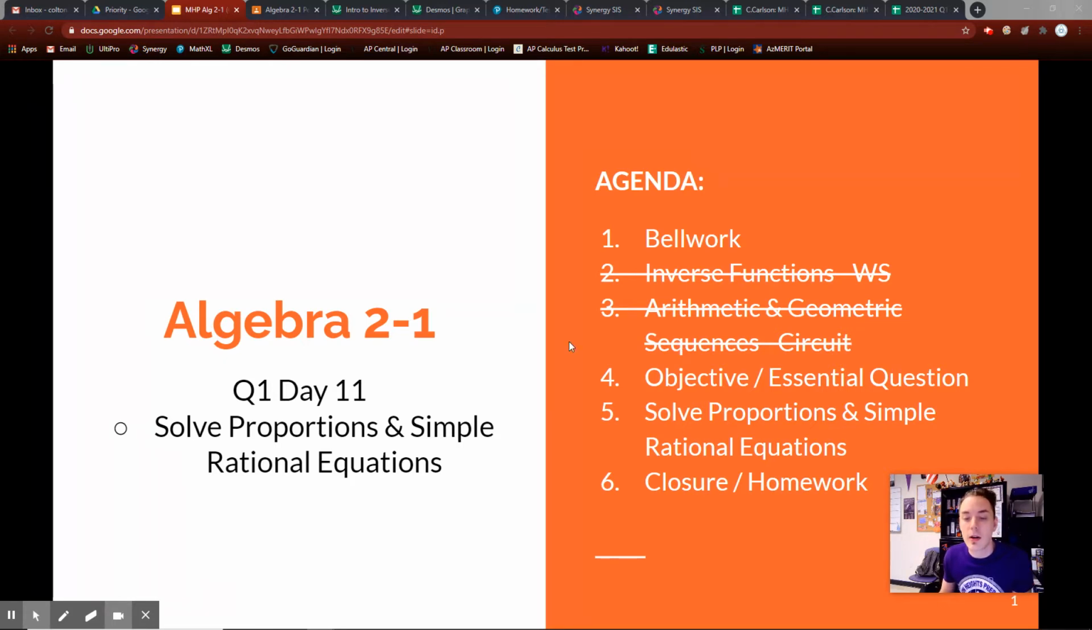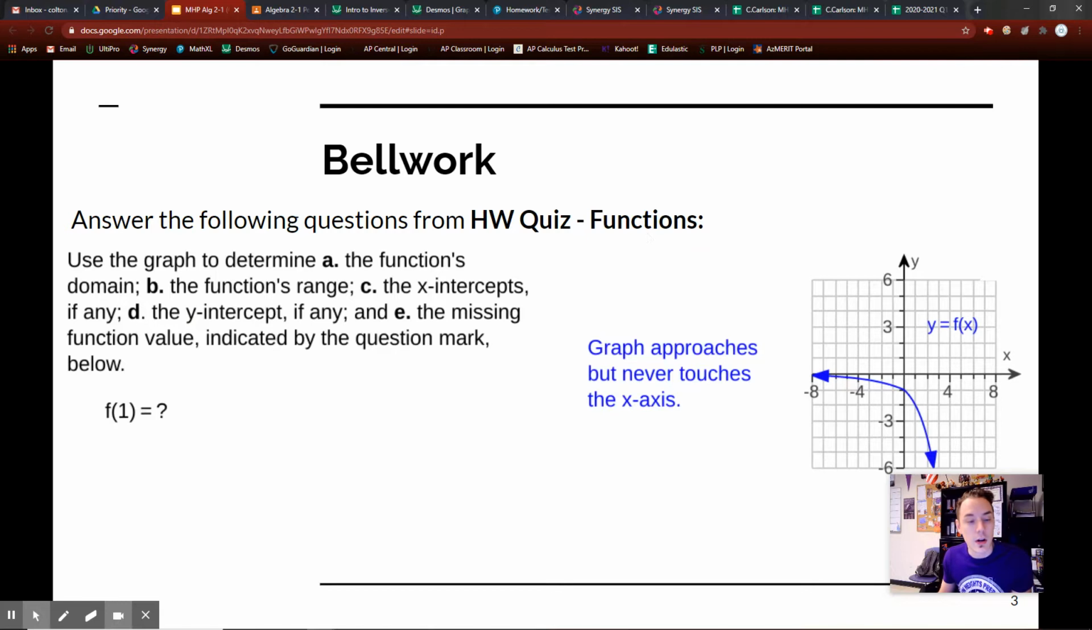We're going to go through the Bell Ringer. I want to go through some homework quiz questions from functions. That was last week. We'll go through the objective, the essential question, the main lesson, summary, closure, and homework. Let's do it. So, three questions for the homework quiz on functions.